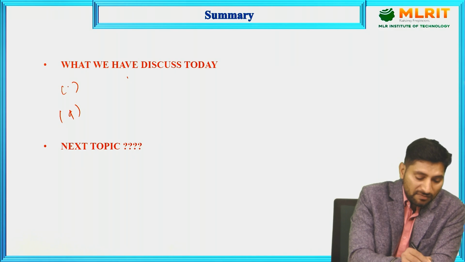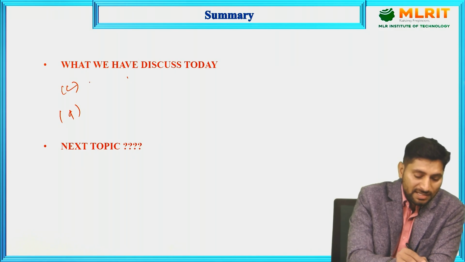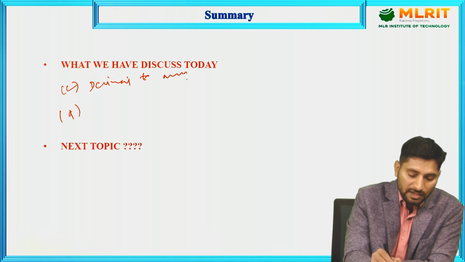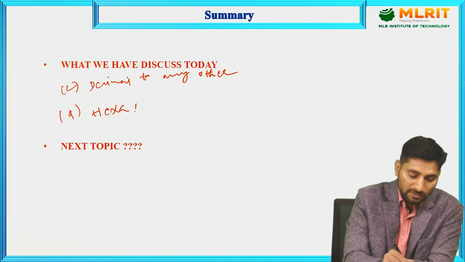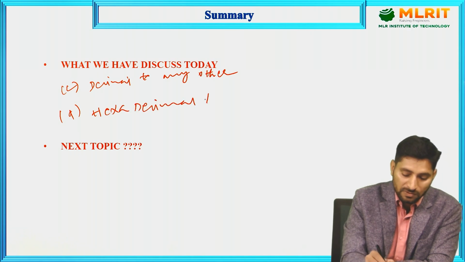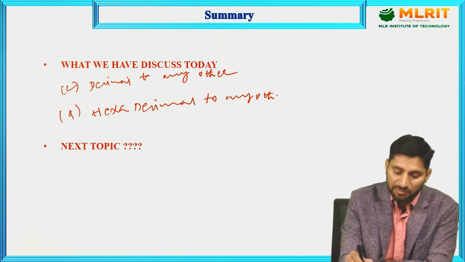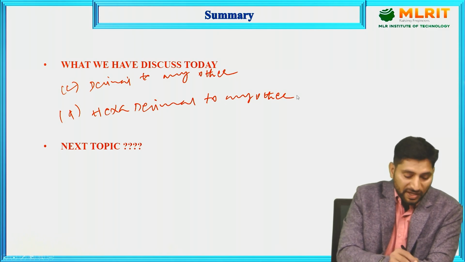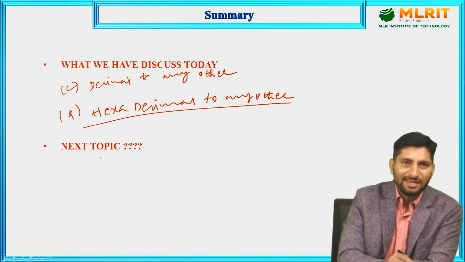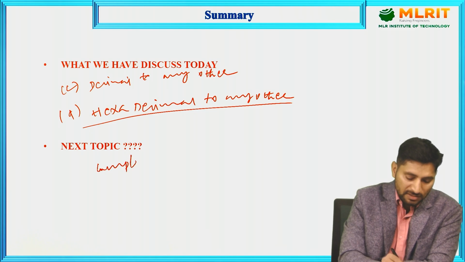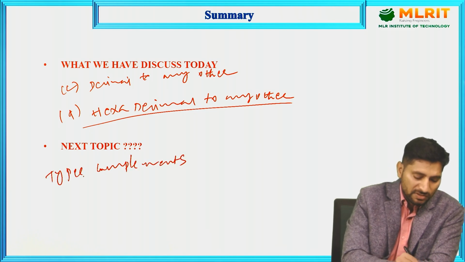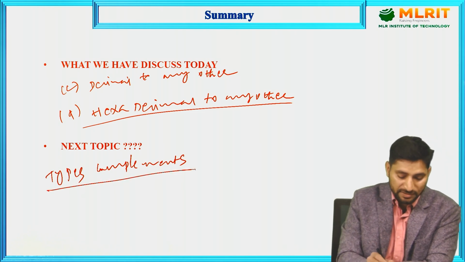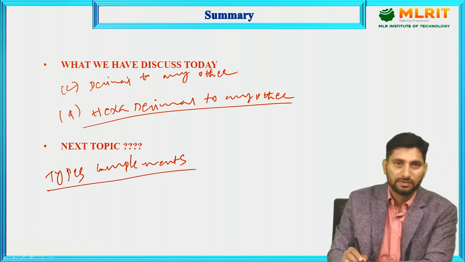As a part of this, what we have seen today are decimal conversions to any other number system conversions, and hexadecimal to any other number system conversions. In the next topic, we are going to see about complements, the types of complements and their conversions.